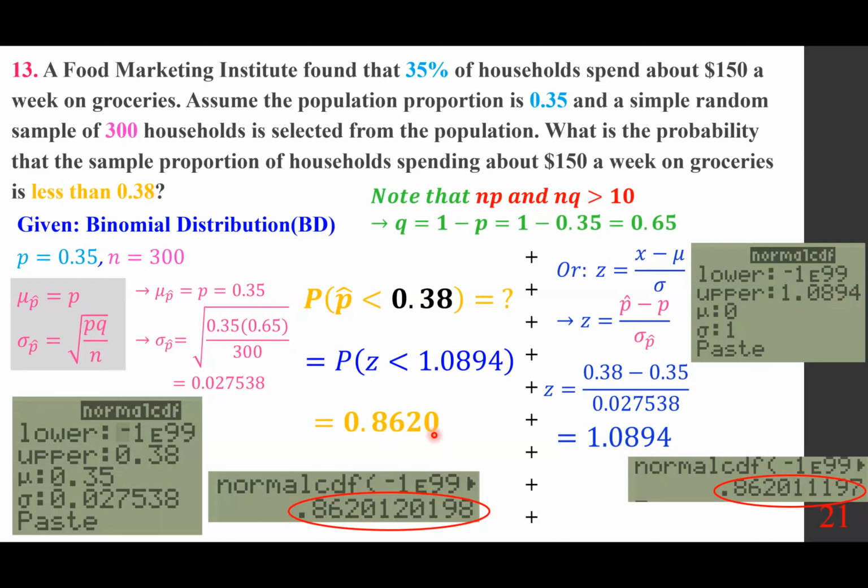So what is the probability that the sample proportion of households spending about $150 a week on groceries is less than 0.38 or 38%? It is 0.8620 or 86.2%.